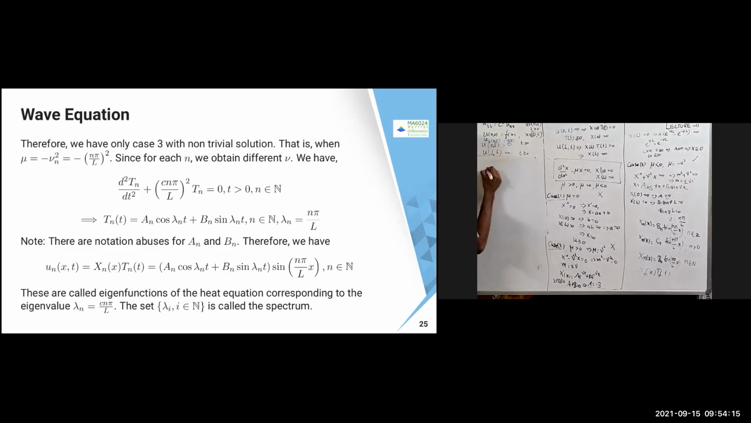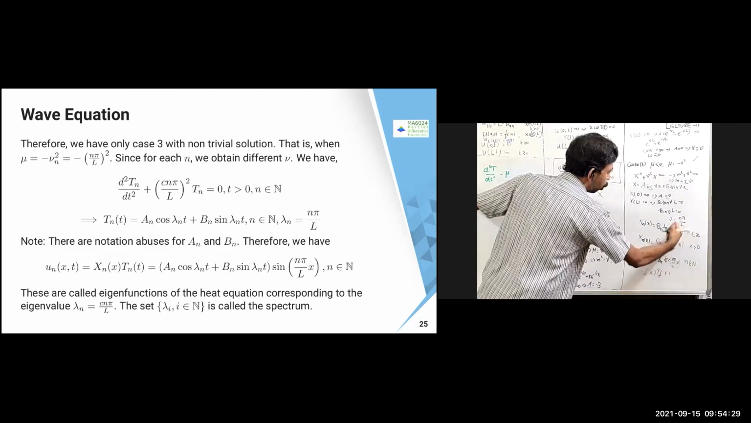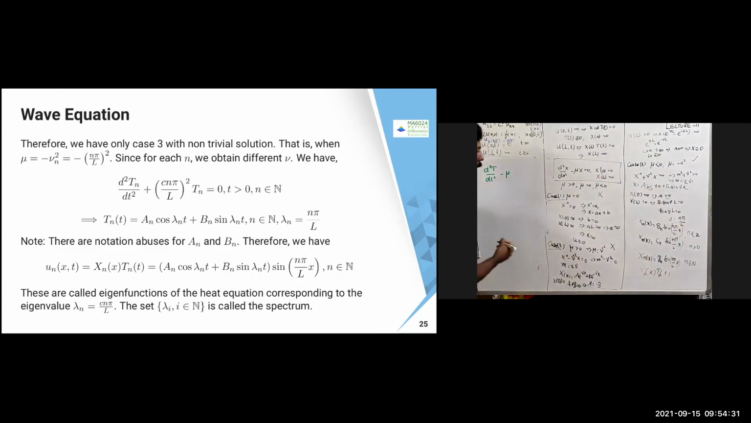Earlier we had an equation, d square X by dx square. Now we are having d square T by dt square minus mu square, sorry, the same thing. Here I have to apply nu equal to n pi by L. So you are going to get the equation d square T by dt square plus C n pi by L whole square into T, which is Tn. Tn is going to come because Xn is there.